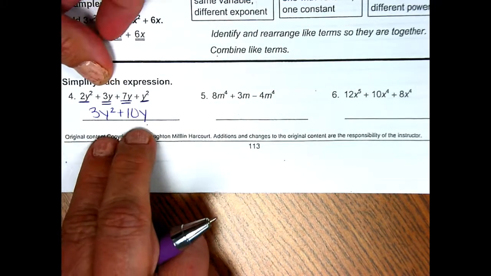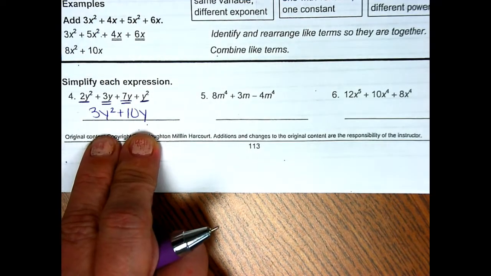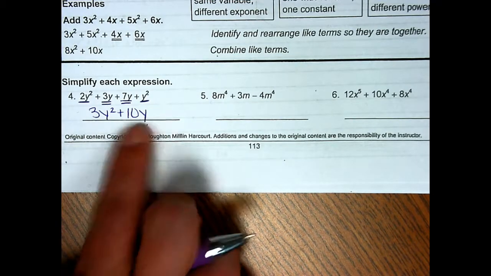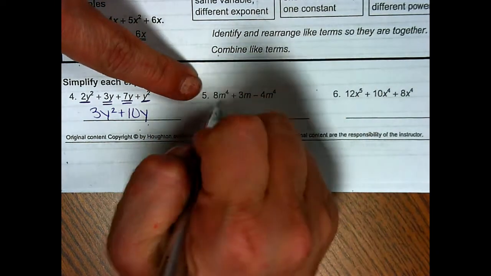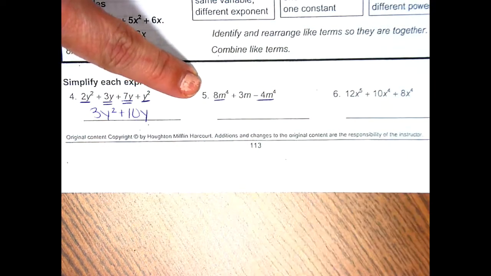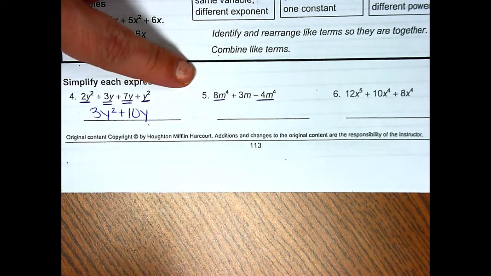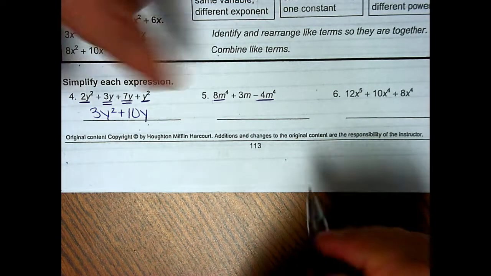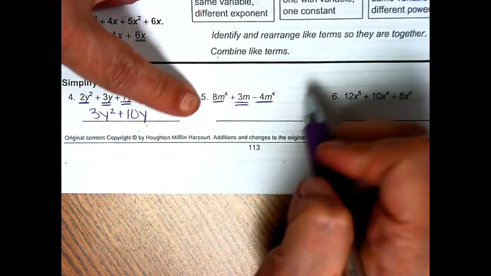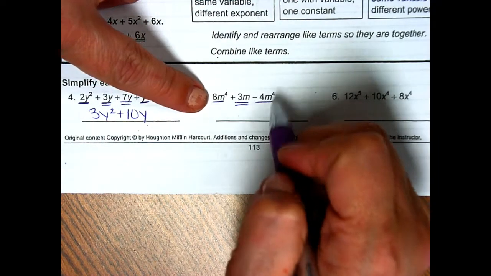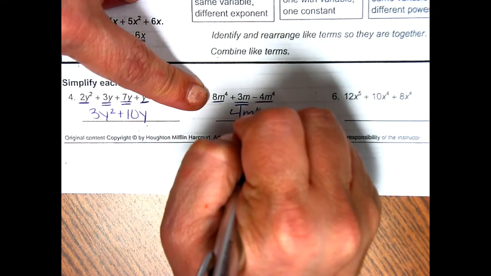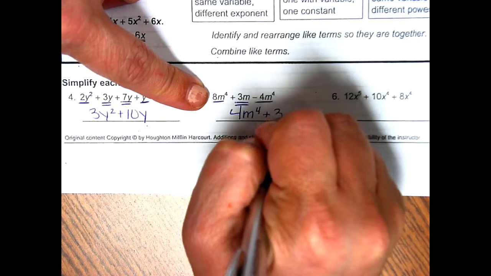Okay, we can't combine those because this has a square and this doesn't. Okay, so we're going to underline 8m to the 4th and minus 4m. Remember that the sign in front of the number always goes with it. Okay, and then I'm going to put 2 lines under 3m. So I can combine 8m to the 4th and negative 4m to the 4th and get 4m to the 4th plus 3m.